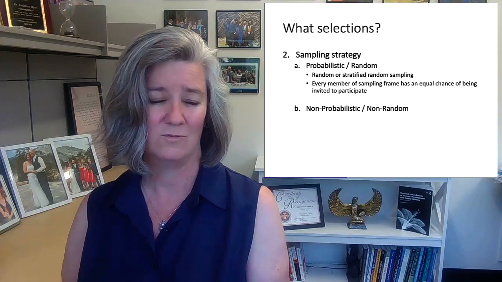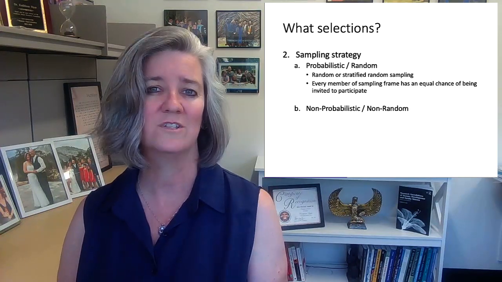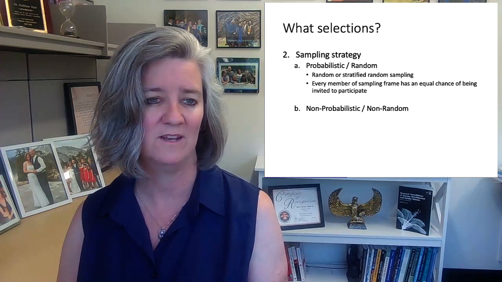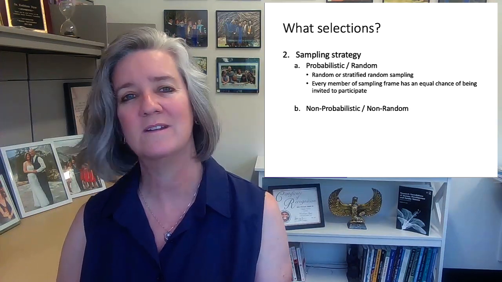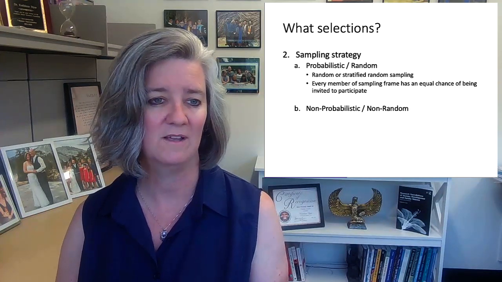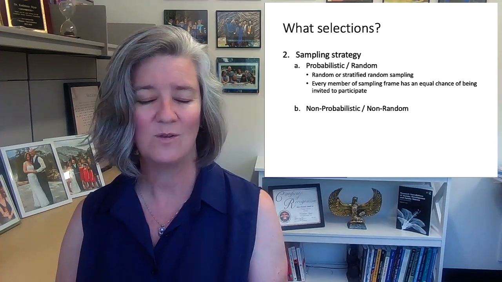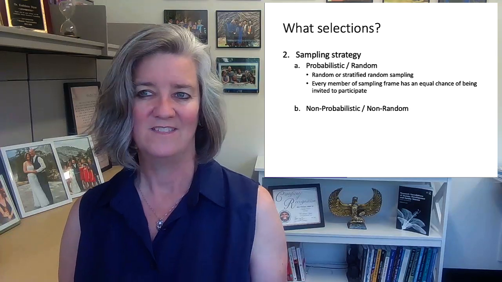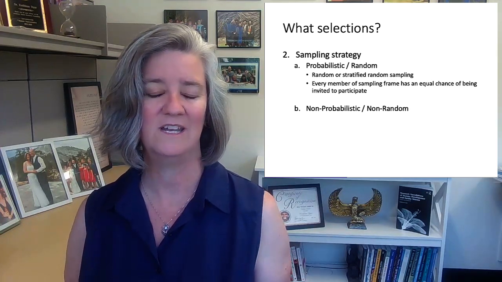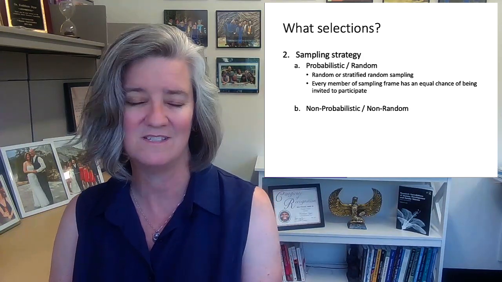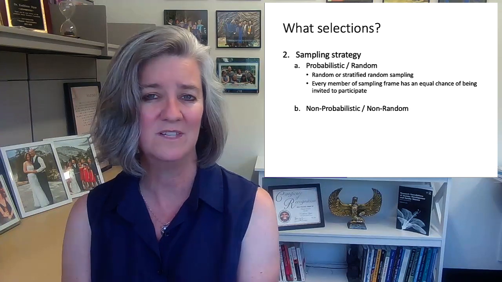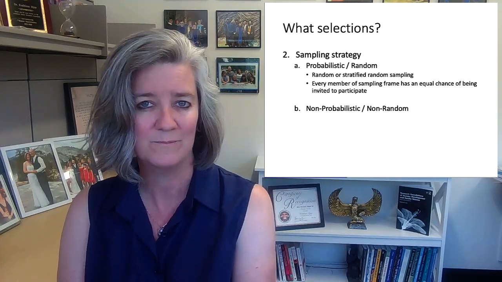A probabilistic or a random strategy would be simple random sampling or stratified random sampling. These are the ones used most often. Essentially, with a random procedure, every member of the sampling frame has an equal chance of being invited to participate. So this is possible when the scientist has a list of all of the people who are in the sampling frame. Now, notice that doesn't always happen, but for probabilistic or random sampling, you have to have a list of everyone who's in that group.